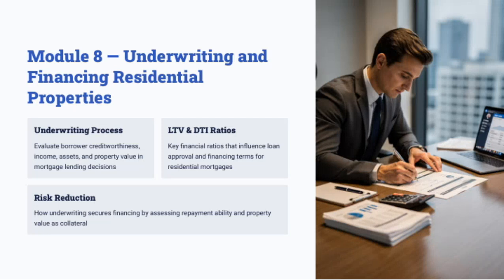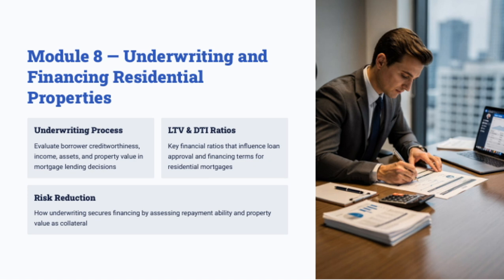Now, let's talk about how underwriting plays a critical role in securing financing. Essentially, it involves assessing the borrower's ability to repay the loan and evaluating the property's value as collateral. By doing this, lenders can minimize their risk and ensure that the loan is a sound investment. A key part of this process is understanding the financial ratios that influence loan approval and the terms offered.